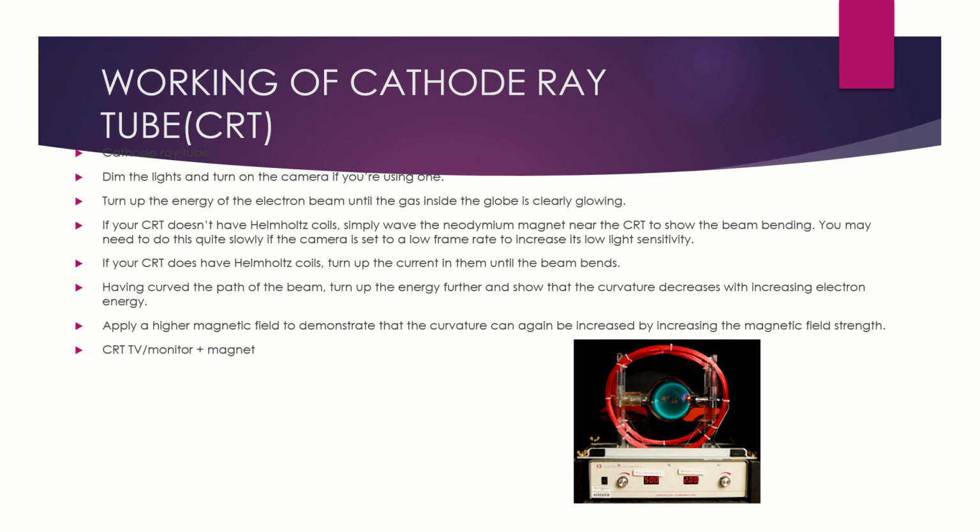Turn up the energy of the electron beam until the gas inside the globe is clearly glowing. This is the globe, where the gas inside is clearly glowing.